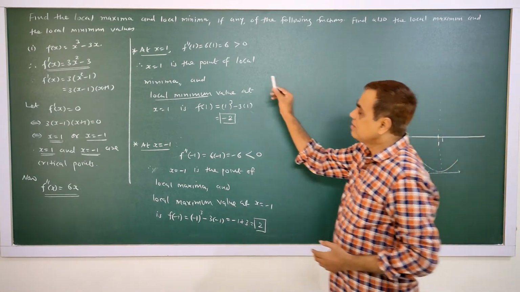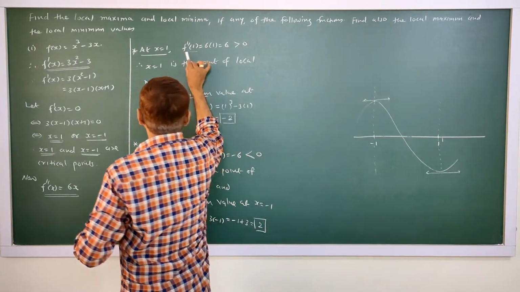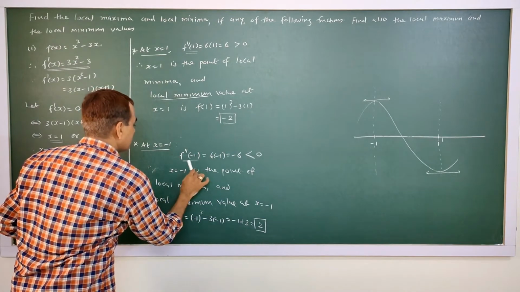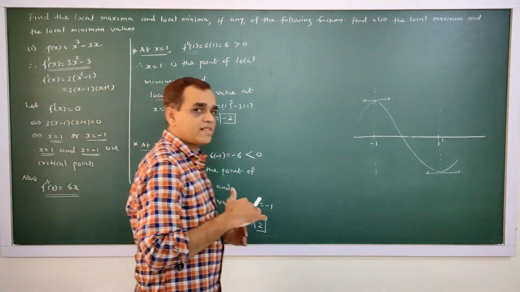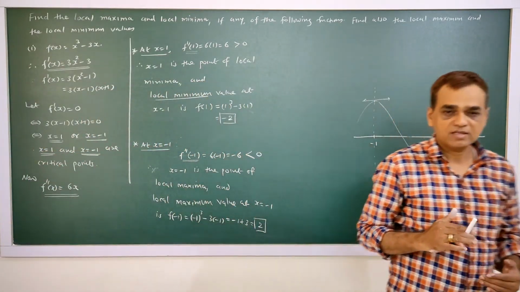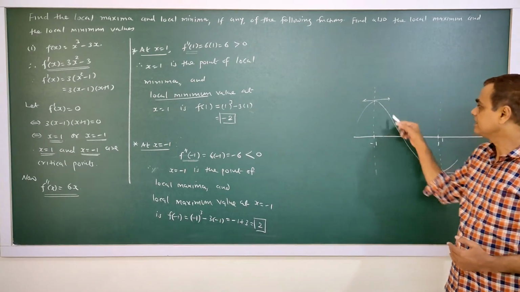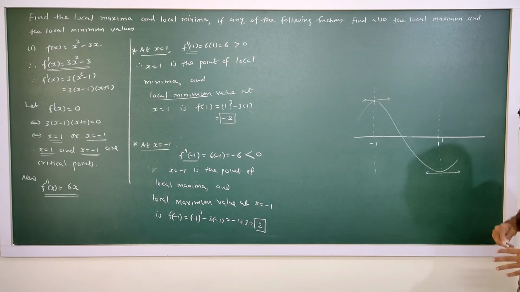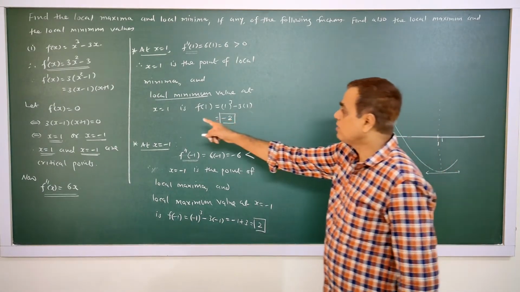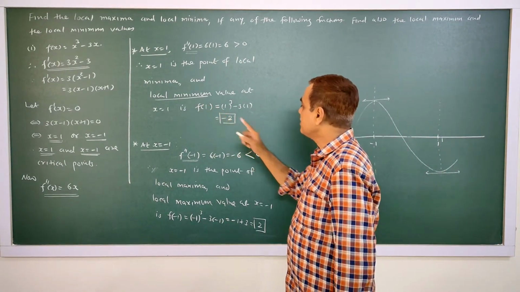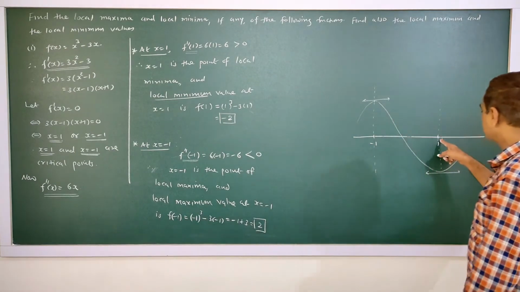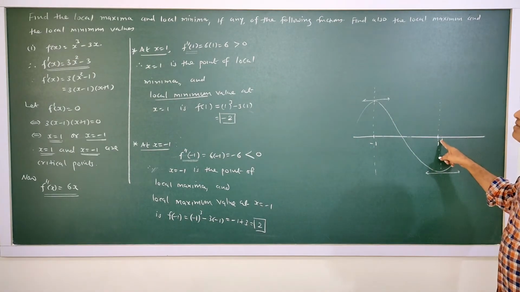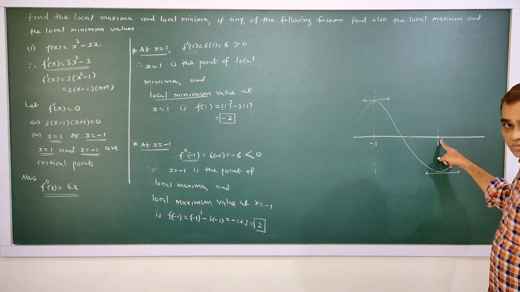So this proves, the sign of f double dash tells what will occur at that point: first increasing then decreasing, or first decreasing then increasing. Then at x equal to 1, the local minimum value is minus 2.